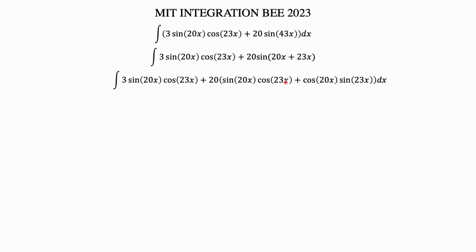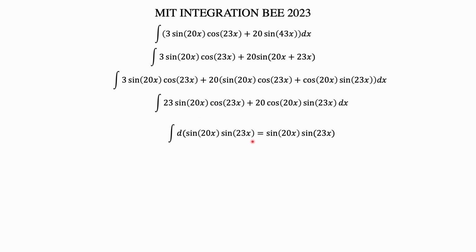This term added with this term becomes 23 sine 20x cos 23 plus 20 cos 20x times sine 23. So now when I look at this problem, I have 23 here, and I have 20 here, and 20 here. So you can see this derivative becomes basically this, and the answer becomes sine 20x sine 23.